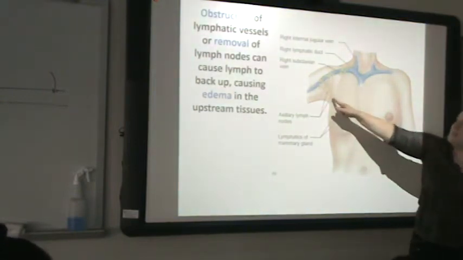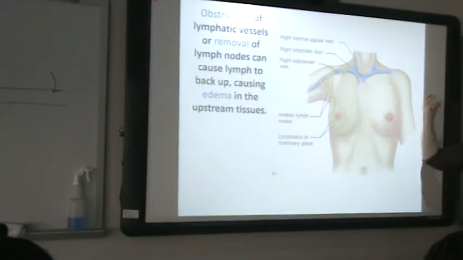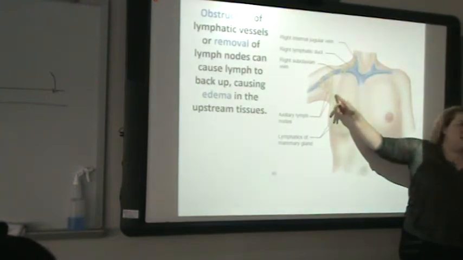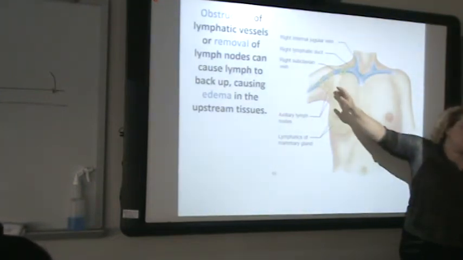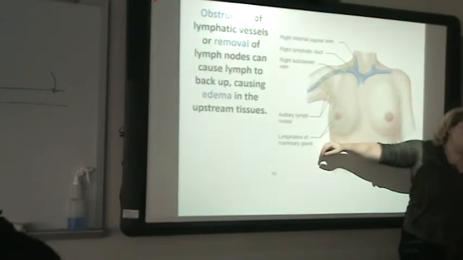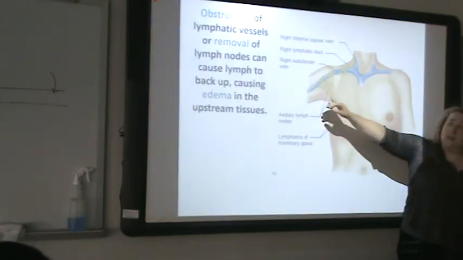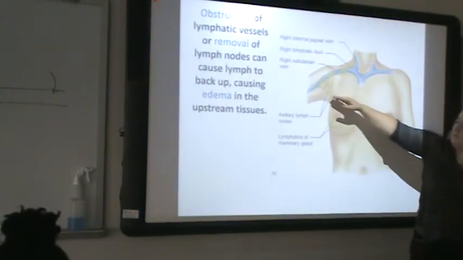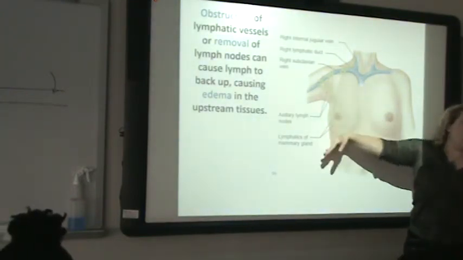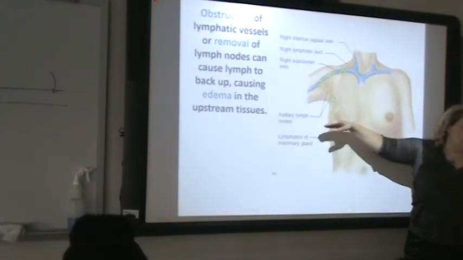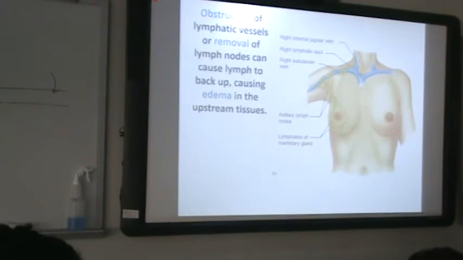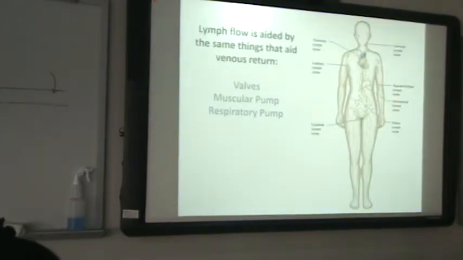So when you take out a lymph node, the sentinel node, and analyze it for cancer, whatever that one was draining now is not so easy to drain. So the lymphatic vessels behind it, so to speak, how are they going to drain? And that situation can cause edema in the upstream tissues or in the tissues behind the lymph node. So let me go back to the big map.